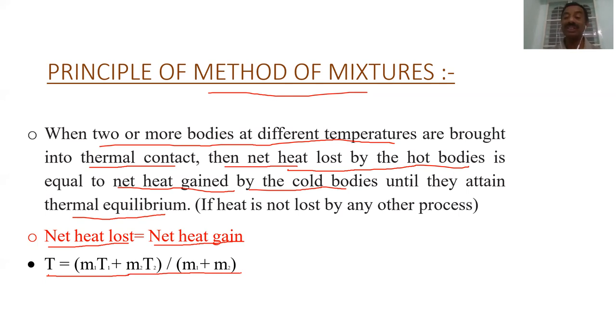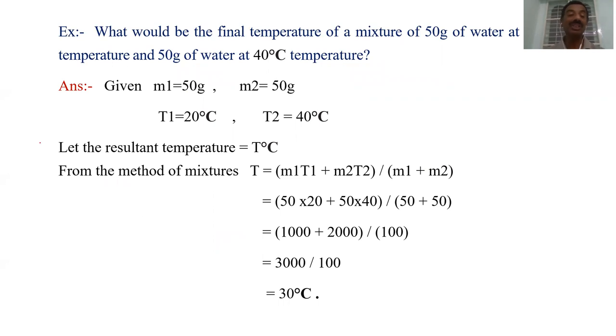For this we have to observe one example. Let us see an example here: what would be the final temperature, the resultant temperature of the mixture of 50 grams of water at 20 degrees C mixed with 50 grams of water at 40 degrees C. So from the data, first mass of the water m1 is 50 grams, at temperature T1 20 degrees C, mixed with mass 50 grams m2, T2 40 degrees. So the resultant temperature, the final temperature, is to be found.